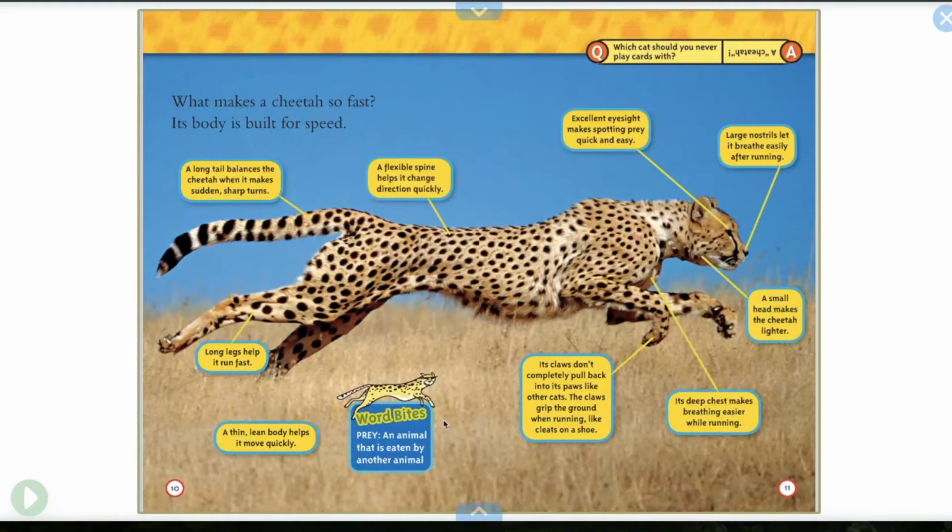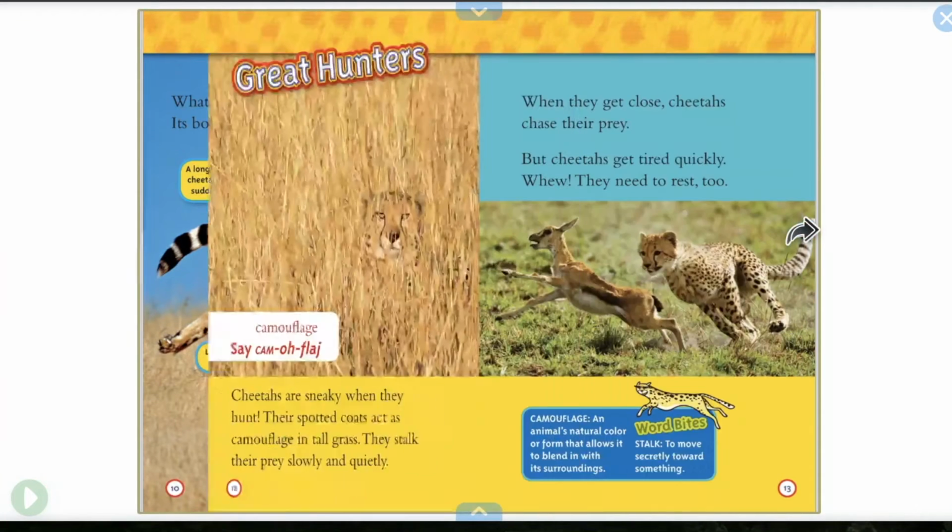Another thing that they have is this thing called a word bite. Word bites look like definitions. So they've given me the definition of the word prey, if that was a word that I did not happen to know. Now, they did kind of a silly thing up here. They asked a question and they provided an answer. At first I thought this was like a fact, right? But if you really read it, it's more of a joke. So what cat should you never play cards with? A cheetah. Get it? I like it. It's kind of funny.